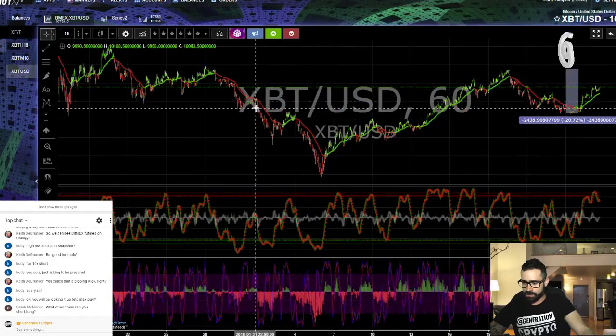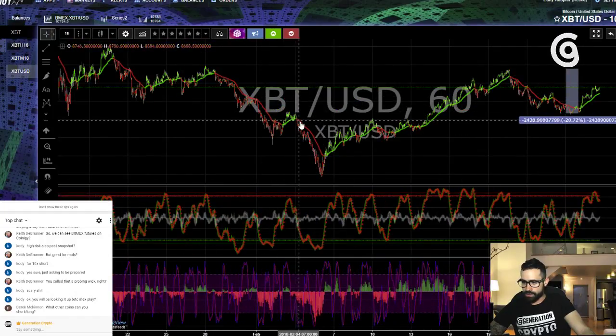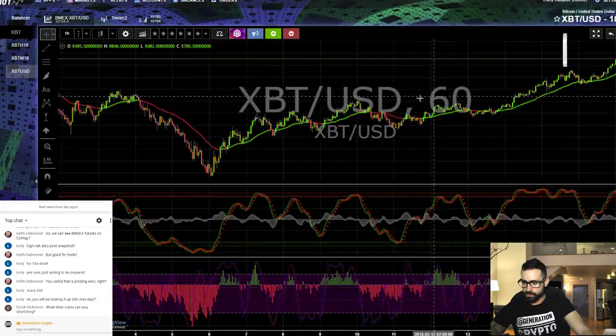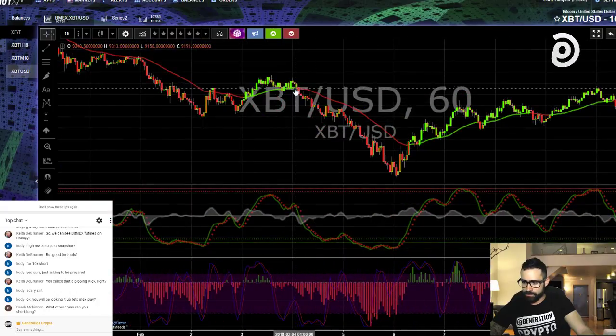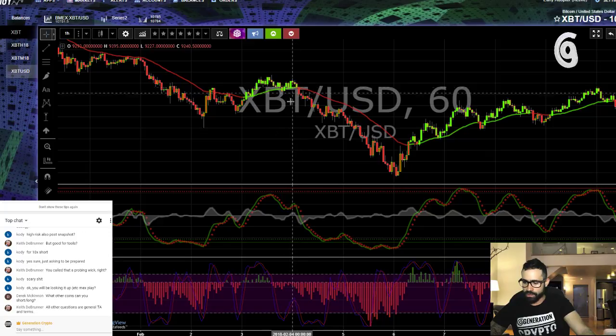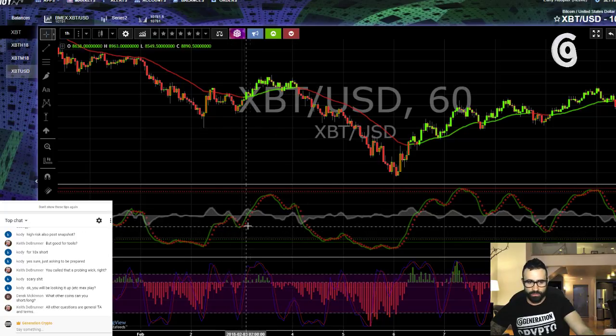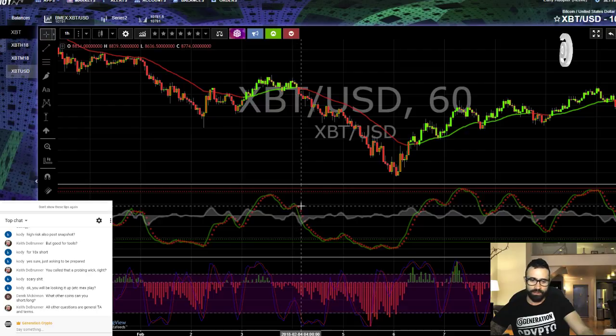What this one allows us to do is, we notice whenever the actual chart dips below this moving average, it would be a good time to open a short. We've also got confluence from this other indicator.